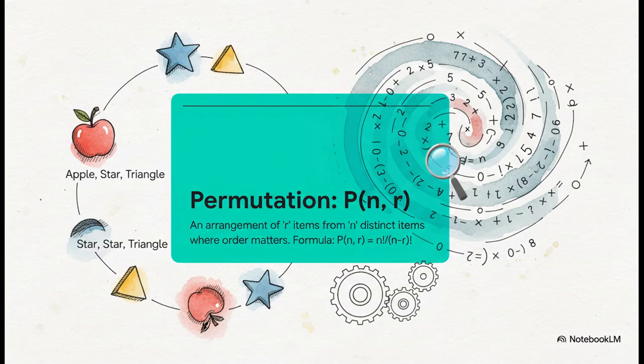Now, that formula might look a little intense with those exclamation points. Those are called factorials. All a factorial means, like 5 factorial, is you multiply that number by every whole number below it. So 5 times 4 times 3 times 2 times 1. It's really just a handy shortcut for a long multiplication.